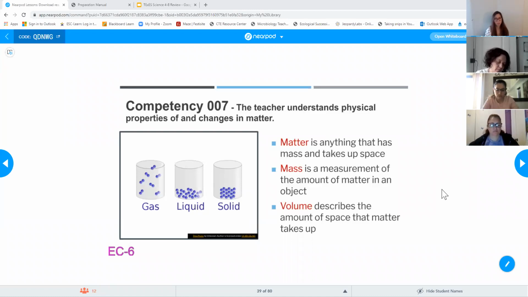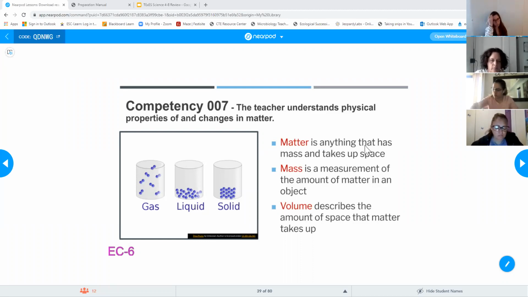So mass is the measurement of the amount of matter in an object, and that's always going to be measured with grams. So we don't use pounds, okay? No pounds, no English system in science. And then volume describes the amount of space that matter takes up. With volume, we'll be measuring that with liters, right? We're not going to be using gallons or pints or anything like that. So liters is going to be our unit of measurement.